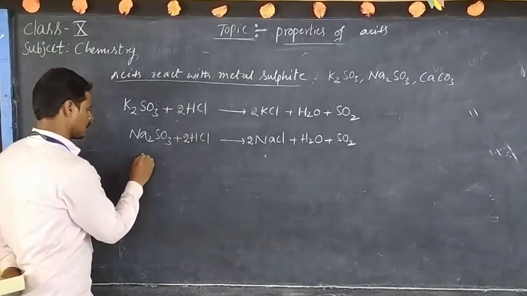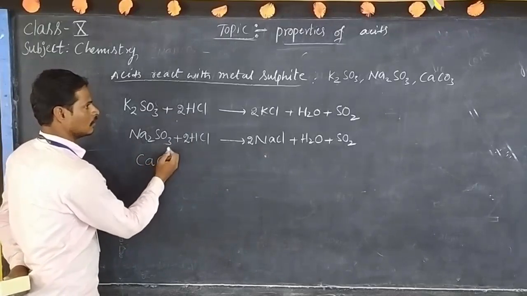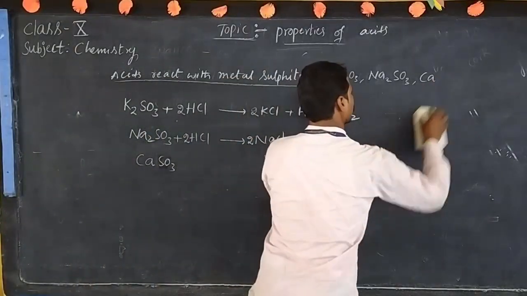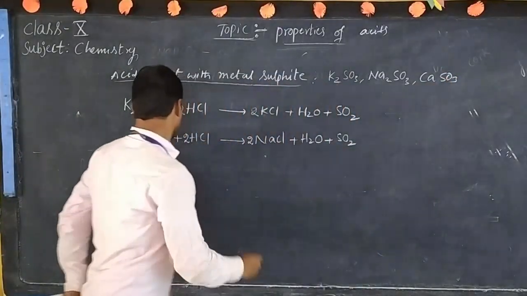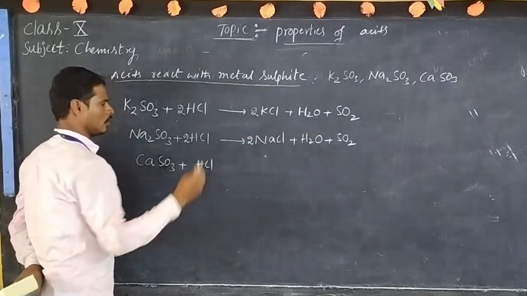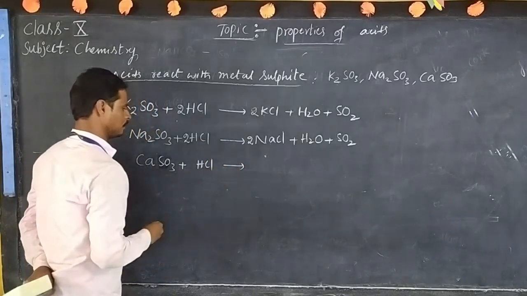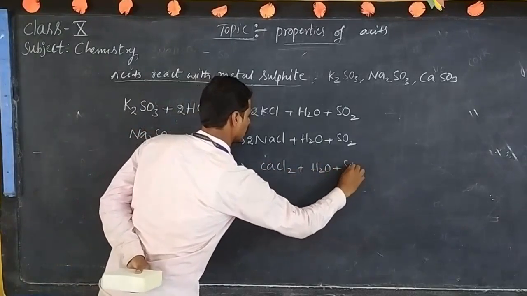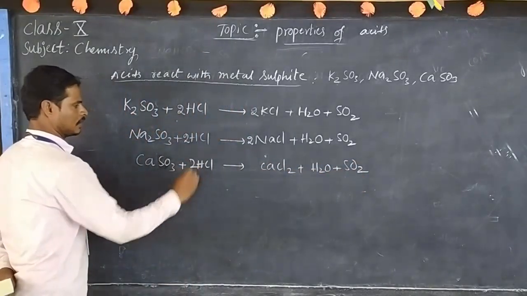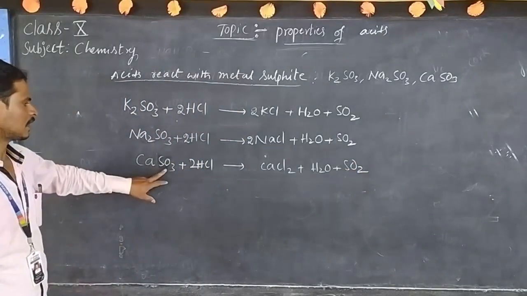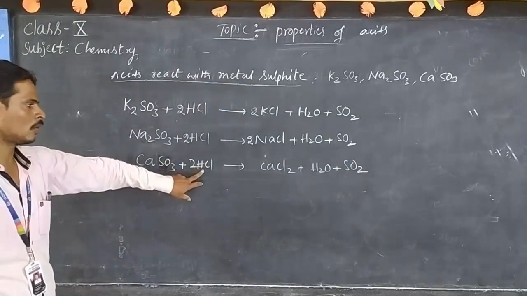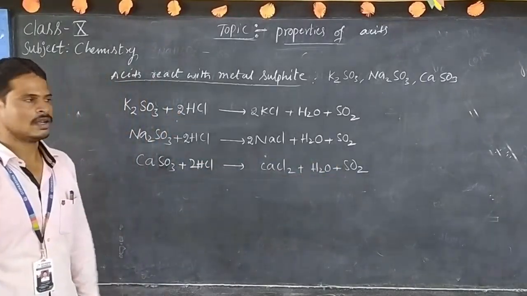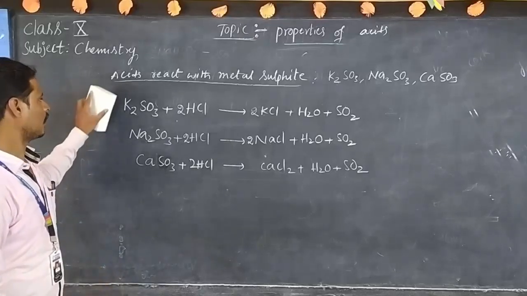Take another one. Calcium sulfite reacts with the hydrochloric acid to form salt plus H2O plus SO2. Balance the equation. Calcium sulfite reacts with the hydrochloric acid to form salt, water, and sulfur dioxide. Next, another one.